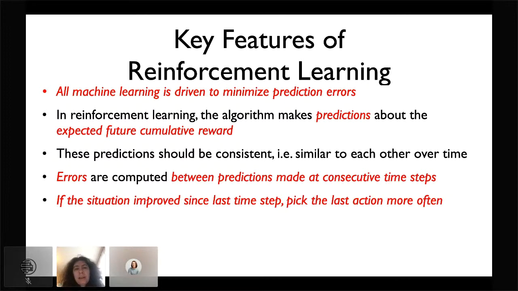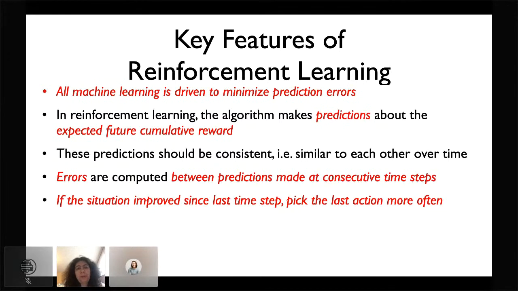I'm going to talk about reinforcement learning agents, but all of these algorithms are, of course, machine learning algorithms. In machine learning, the main idea is that you drive an agent or a predictor to minimize some form of error, typically a prediction error. In reinforcement learning, we're going to look at a particular kind of prediction, which is this expected future cumulative reward. The main thing that we're going to emphasize is that the agent should construct predictions that are self-consistent over time. For example, if I predict something at the current time step, one time step later, my prediction should still hold true.